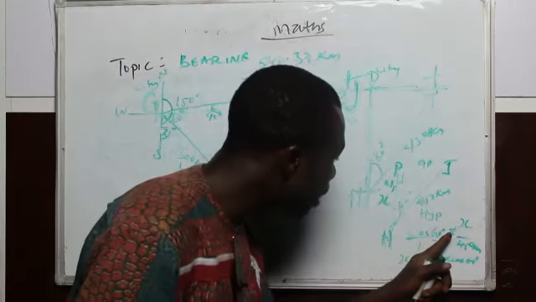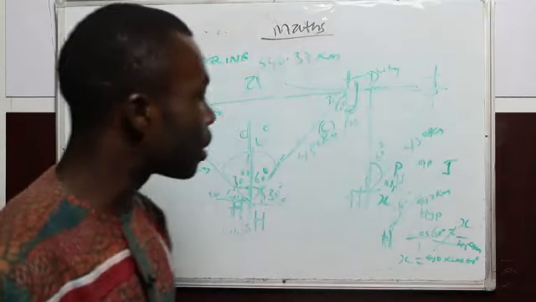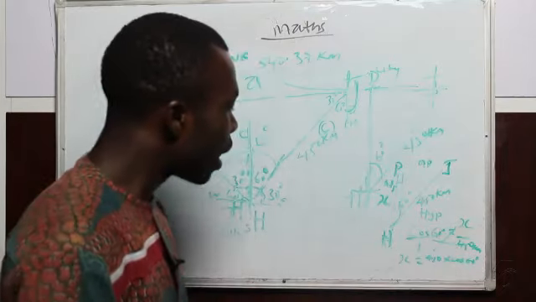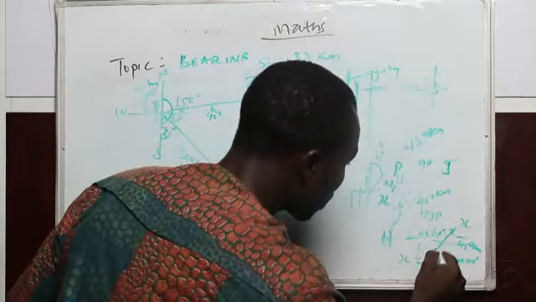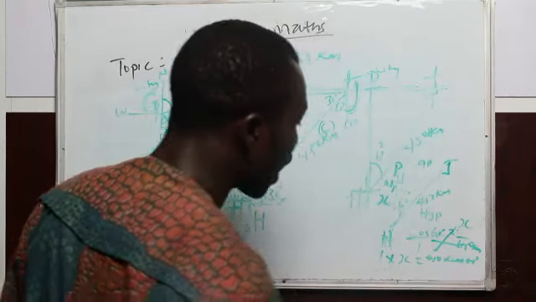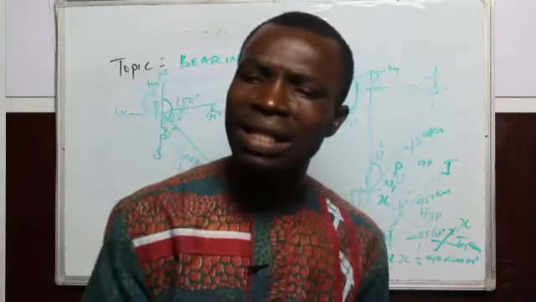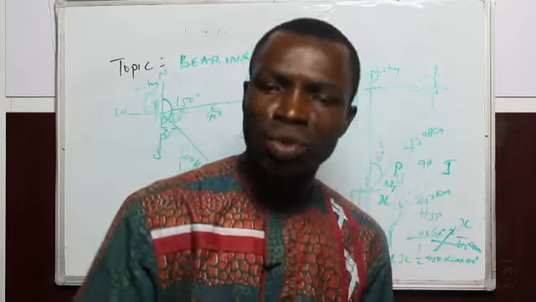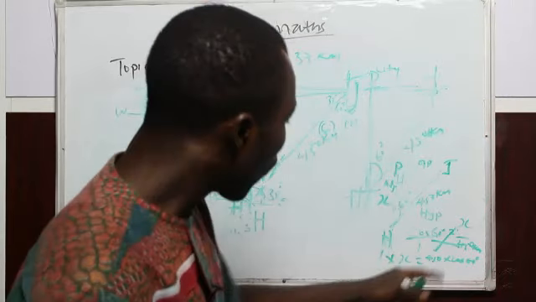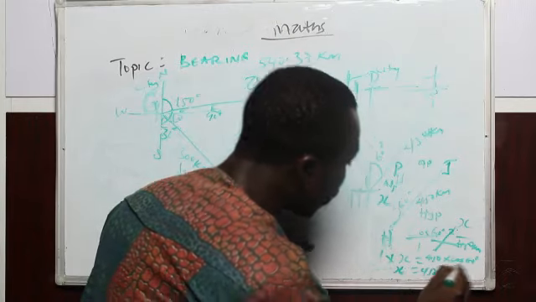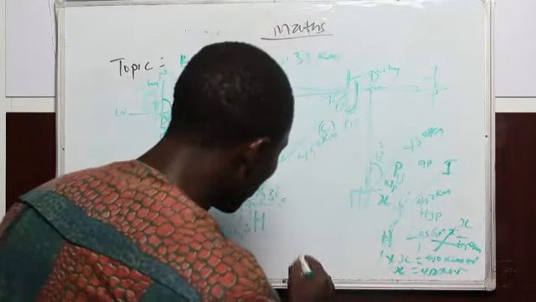Therefore, cos 60 degrees equals adjacent over hypotenuse, which we have as x over 450. How do we find our x? Cross multiply. X times 1 is equal to 450 times cos 60 degrees. Cos 60 degrees in our calculator is 0.5. Therefore, x equals 450 times 0.5, and the answer, check your calculator, is 225.